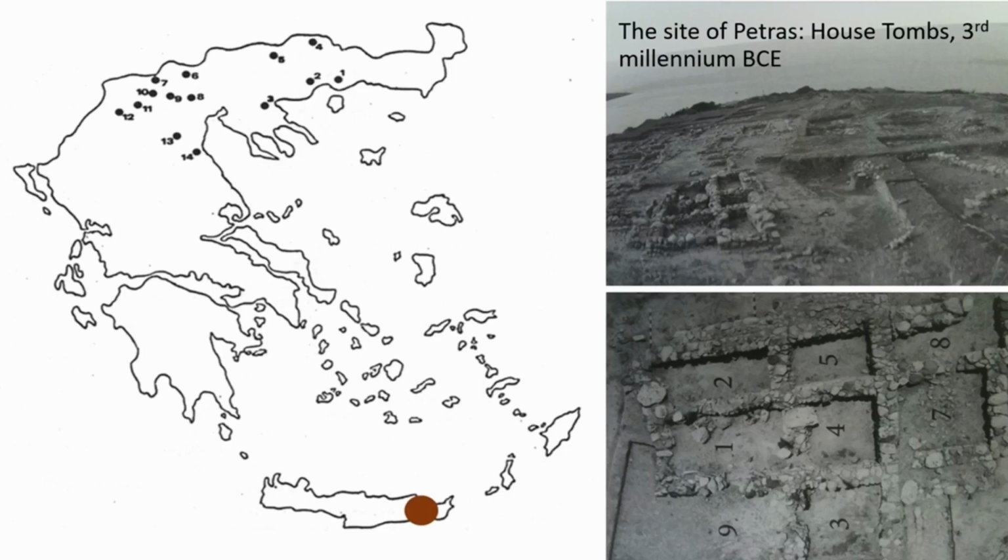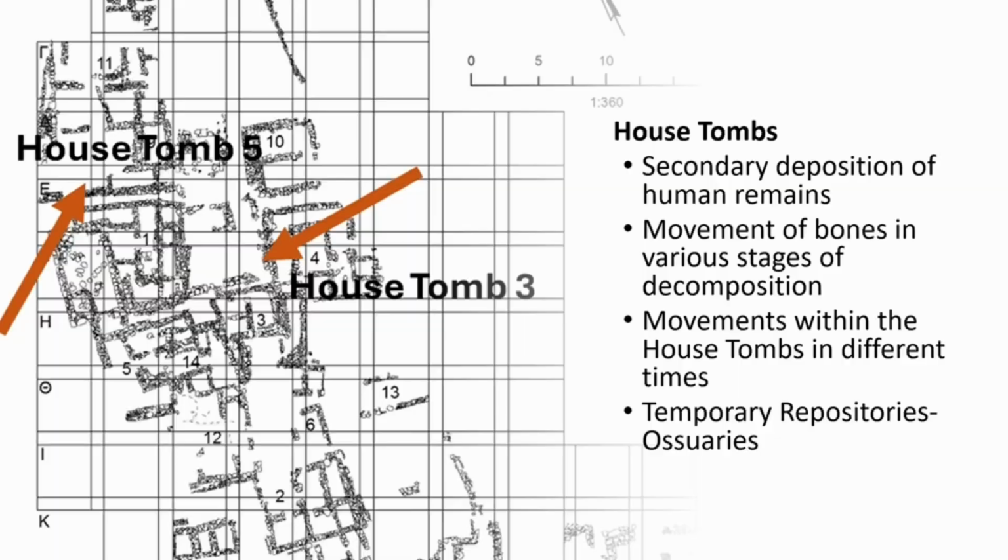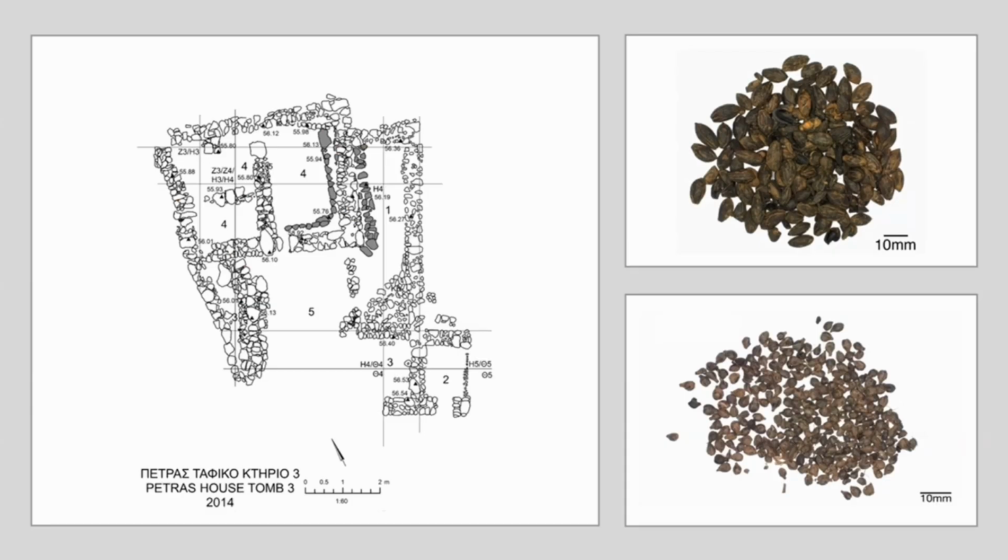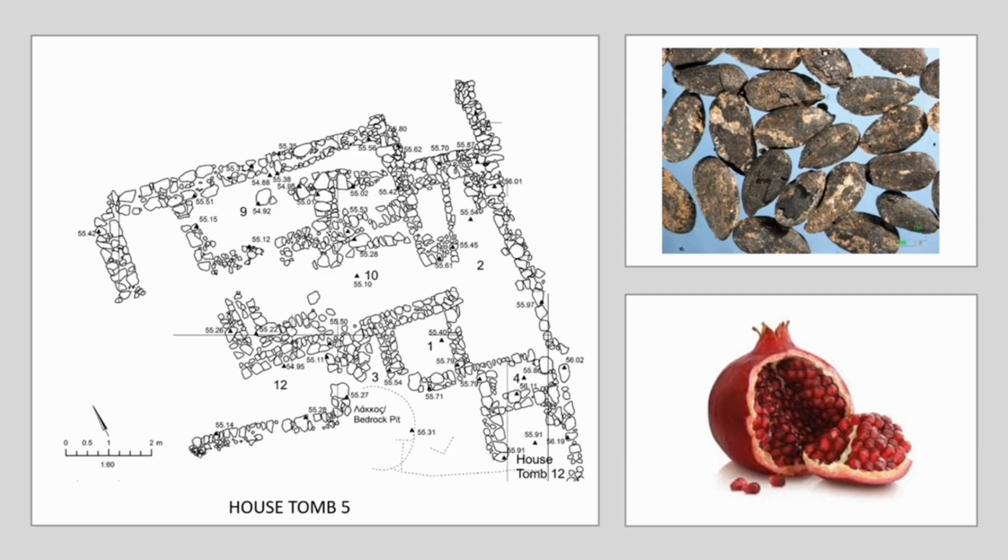The same goes for the site of Petras, 3rd millennium BCE in Crete. Here there are house tombs, graves that actually look like houses. On the basis of the analysis of the human remains, we have secondary deposition, movement of bones in various stages of decomposition inside the house tombs, movement within the house tombs at different times, and temporary repositories and ossuaries. So a lot of commingled human remains. What we have found there next to the bones, but also in different areas of the house tombs, are again charred plant remains, mainly grapes and olives, but very interestingly concentrations of flax.